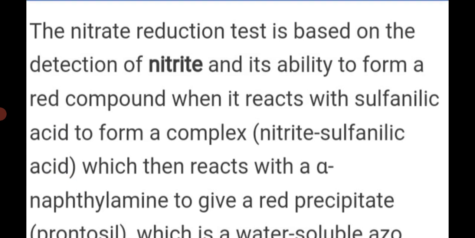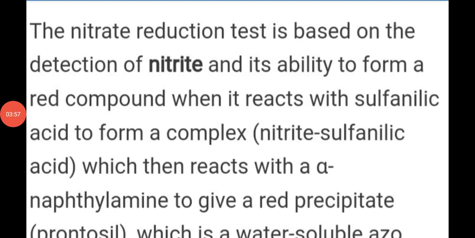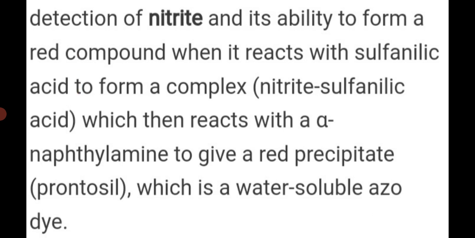In this test, the nitrite is formed from nitrate, and the nitrite in the presence of sulfanilic acid forms a complex, nitrite sulfanilic acid, and when nitrite sulfanilic acid reacts with alpha naphthylamine, it gives a red colored precipitate, that is prontosil. It is a water soluble azo dye.